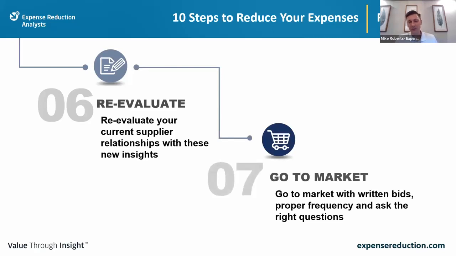Typically this would look like an RFP when you're looking at larger expenses or larger supplies. If it's a small category, maybe you'll just call a few vendors and bid it out and see how you compare to others in the market. But that's the next step: to put this data and information into action and see if you're able to improve your supplier situation.